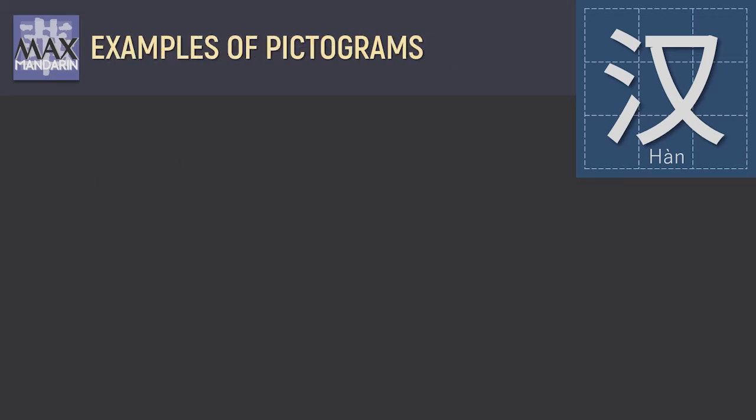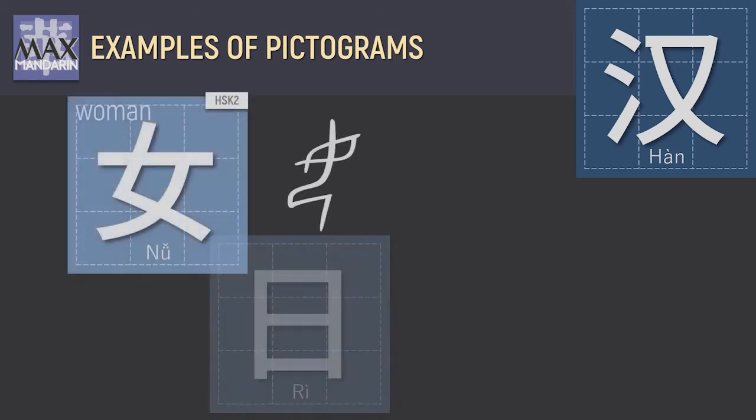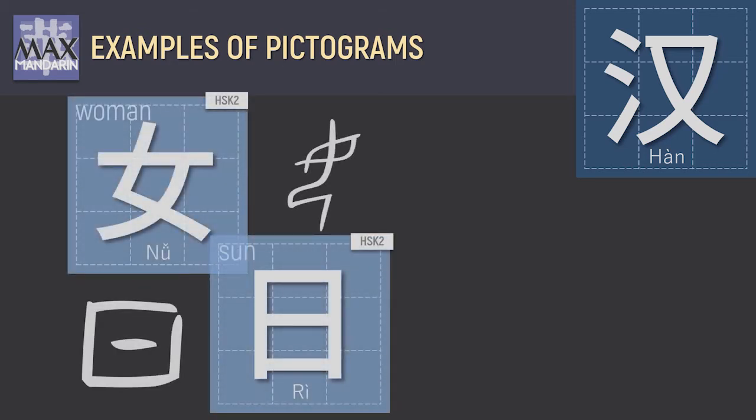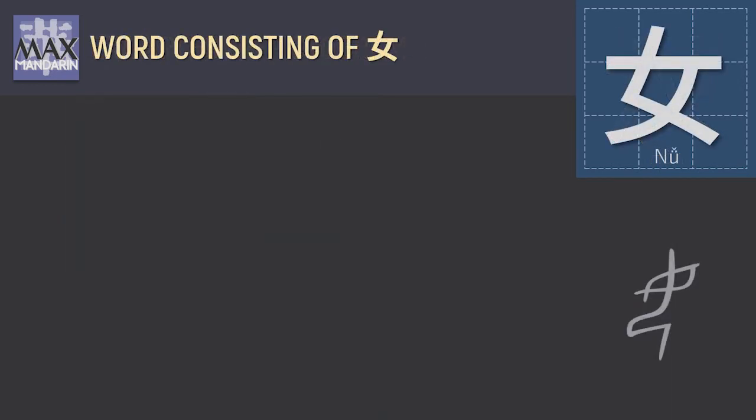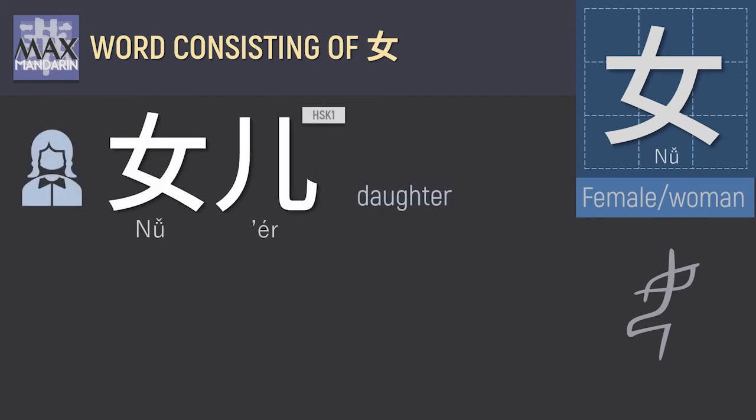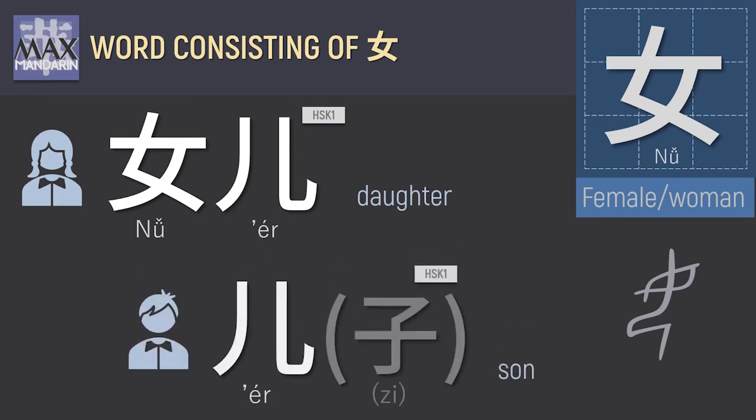Today, we will introduce characters and words that originated from 2 pictogram characters we've just mentioned, which are 女 and 日. Let's begin with 女. It means female or woman. For example, the word 女儿, daughter, originated from 儿, meaning son. Chinese words beginning with 女 are used to refer to females. It's also a common radical for Chinese characters.